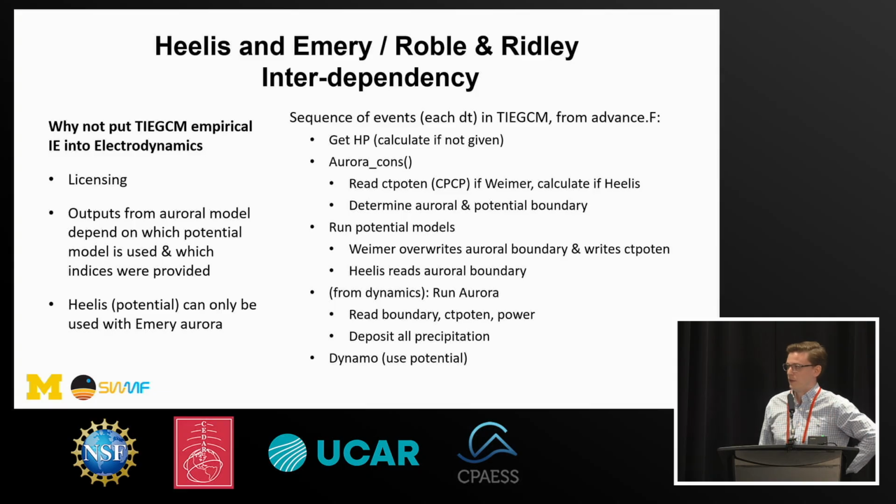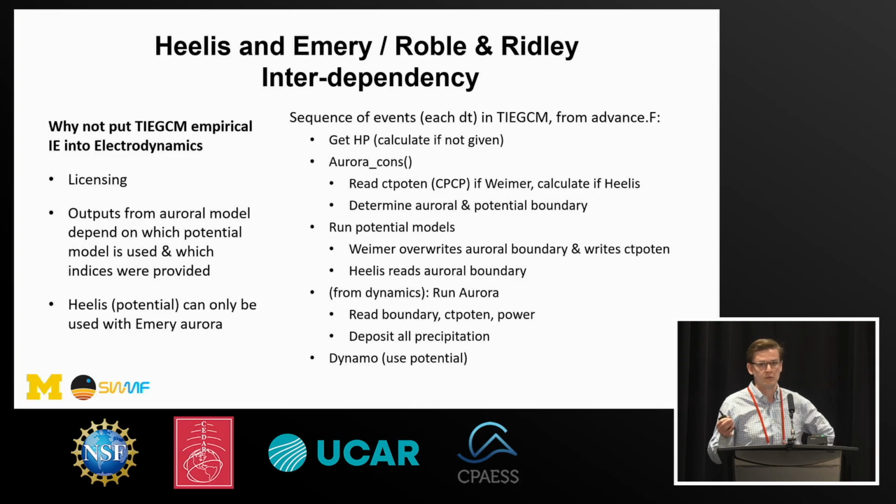And here we have on the right-hand side the flow chart of the order in which things get calculated, and you can see where the potential boundaries are found when you're using Helix and where the cross-tail potential or cross-polar cap potential are calculated and how that's handed off between everything. So in the future, maybe we can take it, maybe we can rearrange things, but we need permission, which we haven't gotten yet.